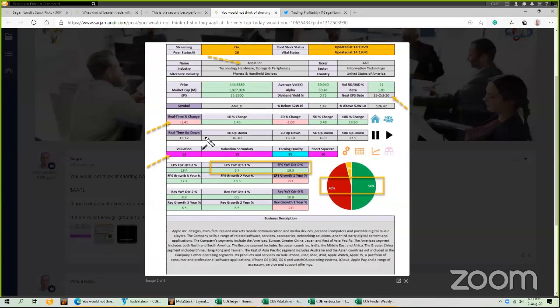Apple is a known stock. I remember its valuation, earnings growth, etc. The valuation was overvalued for a long time. And I also knew that the earnings growth was muted.